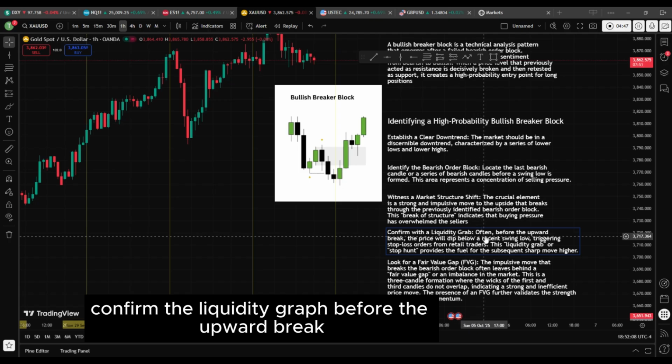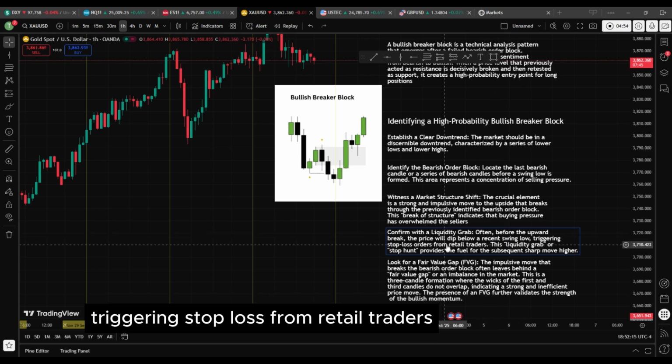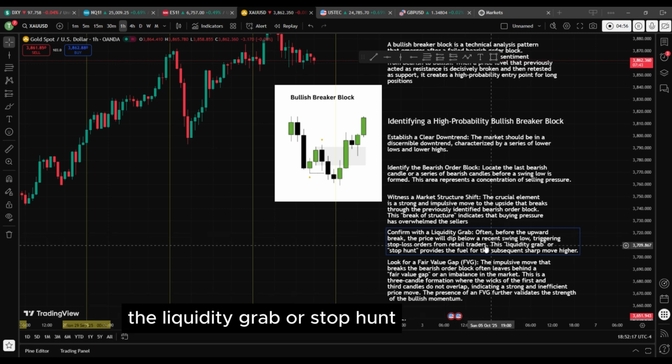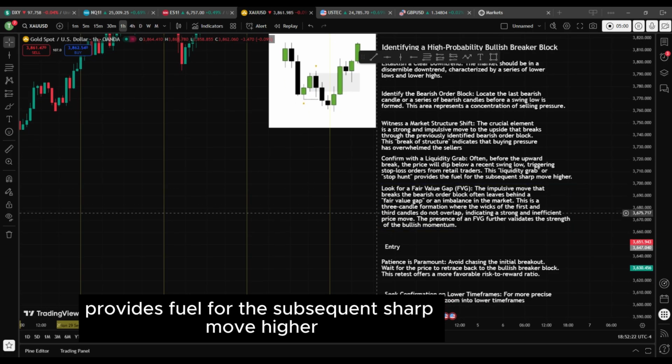Confirm the liquidity grab before the upward break. The price will dip below a recent swing low, triggering stop losses from retail traders. The liquidity grab or stop hunt provides fuel for the subsequent sharp move higher.